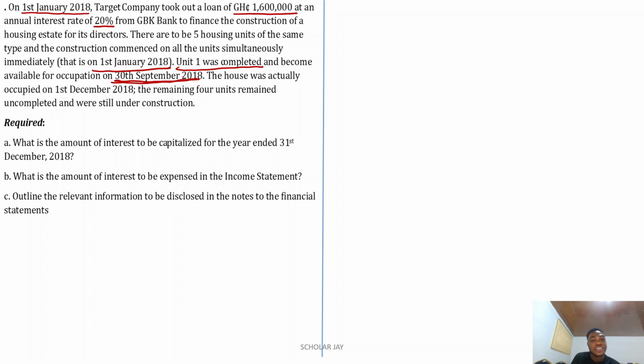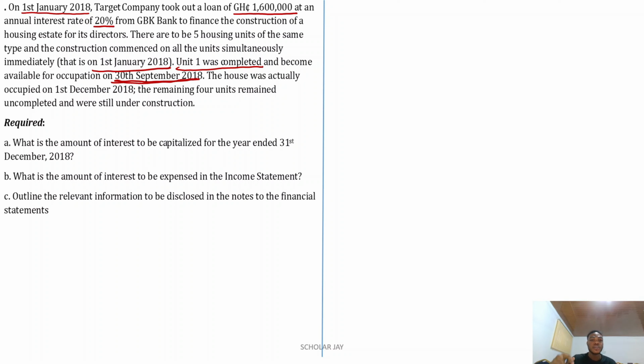So the asset was ready for use on what? On 30th September 2018. We do not care when the asset was actually put into use. No, we are interested in when it was ready, when you completed the construction of that building. So they said Unit 1 was completed and became available for occupation on 30th September 2018. So that was when they finished completing that Unit 1 asset. So it means that if you are calculating the borrowing cost, we will look at it from what? From 1st January 2018 to 30th September 2018. And I'm sure that it's making sense.